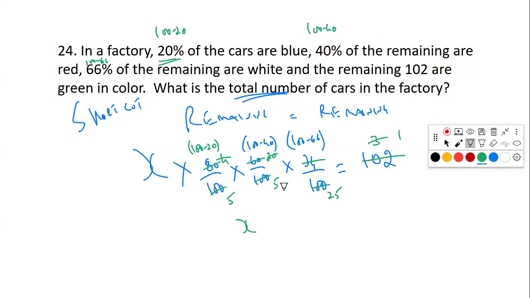Okay, 5 into 5, 25, 25 into 25, 625 into 1. So how many cars are there in the factory? 625 cars.